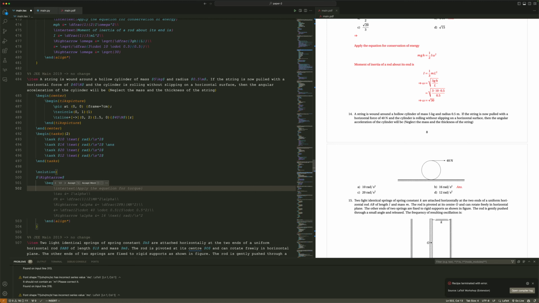So this is a hollow cylinder, and at the top of the cylinder there is a force of 40 Newton acting towards the right, and everything is provided: the mass of the cylinder as well as the radius. This 40 Newton is pulling towards the right, so the cylinder is rolling without slipping. That means it's in pure rotational motion, right? Then find the angular acceleration of the cylinder. I think this can be solved in a few lines only, and this will be great.